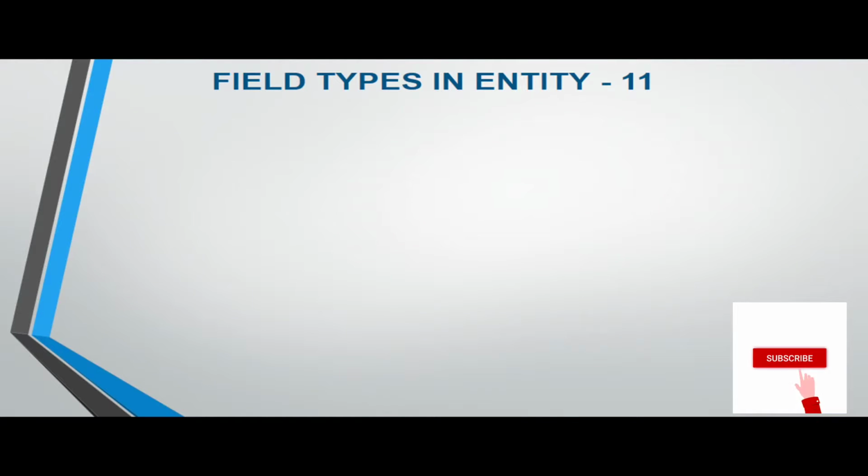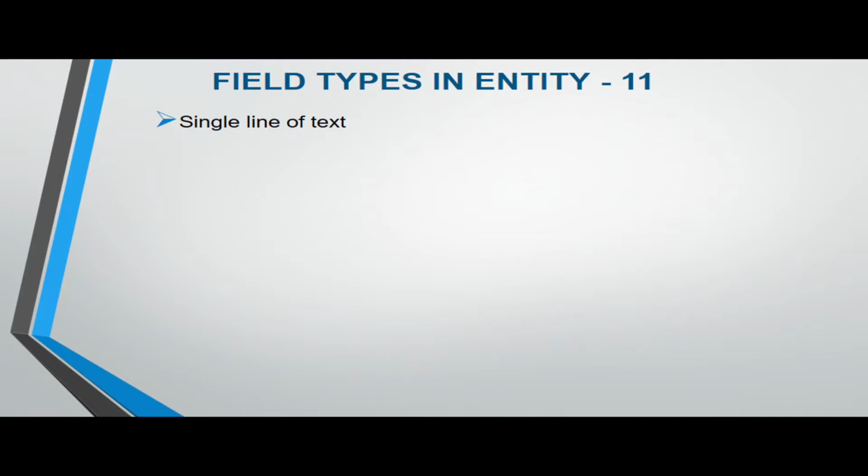So coming to the next slide, the next thing is field types in an entity. It is very important that there are 11 types of fields that can be used in an entity. For example, when you create a table, you are creating an entity, some entity on which you want to input or save particular records. So for that purpose, you have 11 types of field.